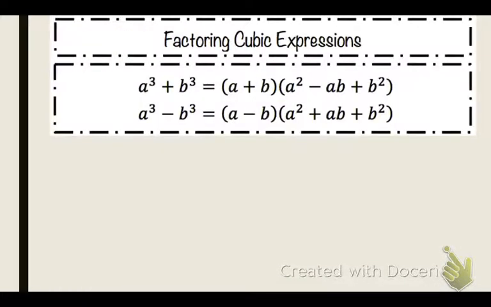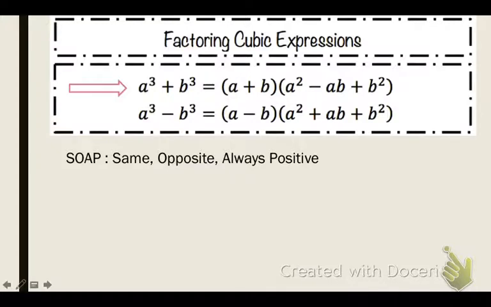Okay? So factoring cubic expressions. So there is an acronym, SOAP. It means same, opposite, always positive. So let's just go through this SOAP thing real quick. Okay? So if we have a cubed plus b cubed, when you have cubics, you always start with a small parenthesis and a large parenthesis. Okay, and you always have the small one first, then the large one.